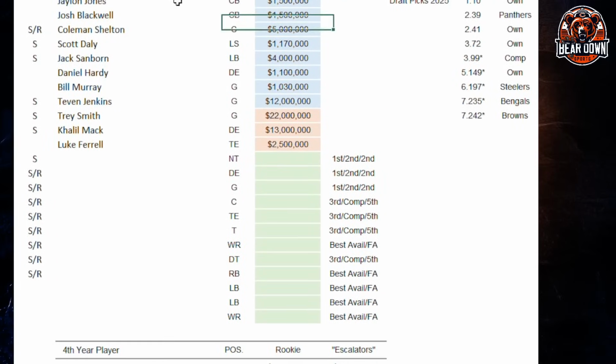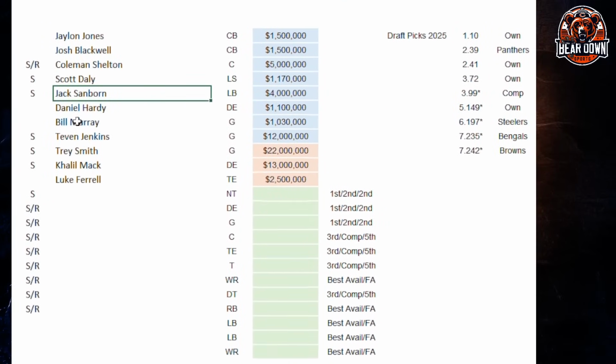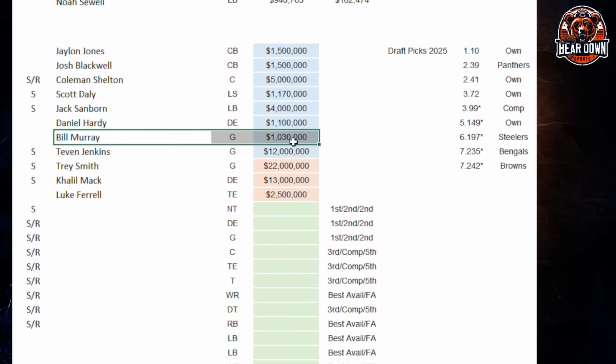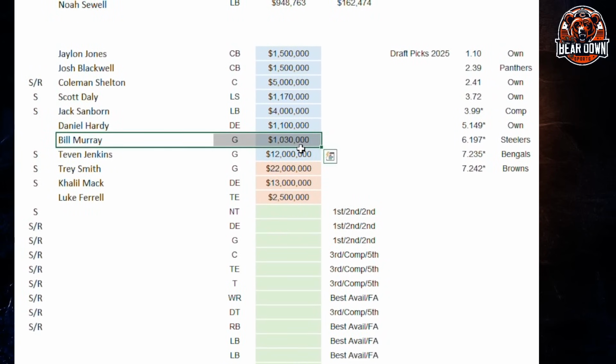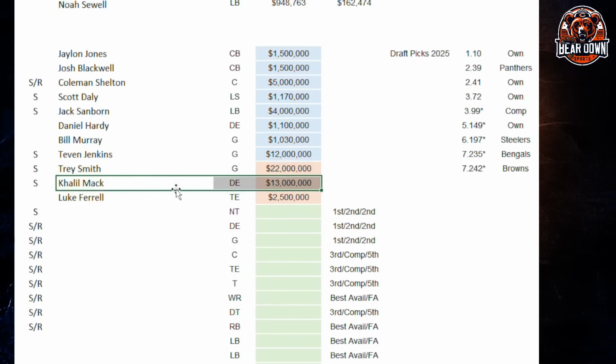We would have Jalen Jones resign, Josh Blackwell, Coleman Shelton, Scott Daly, Jack Sanborn, Daniel Hardy, Bill Murray, who I think is worth continuing to develop, really high grades last year when he did play. Tevin Jenkins re-signing on that value contract, which is what he's projected to be at now, both PFF and Spotrac. Trey Smith overpaying, making him the highest paid guard in the league and being worth it at his age and his continued consistent production, how he's done. Khalil Mack coming back to Chicago and Luke Farrell.